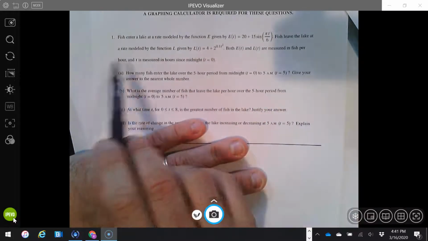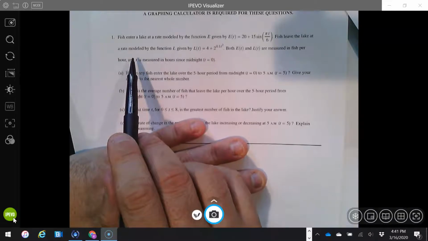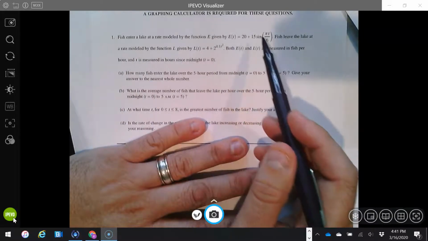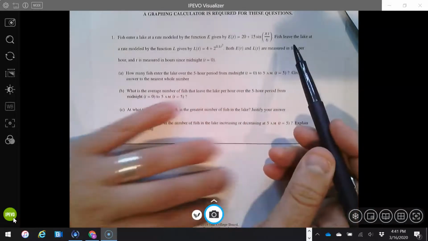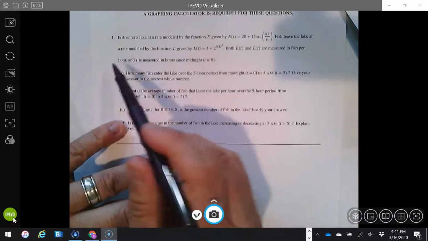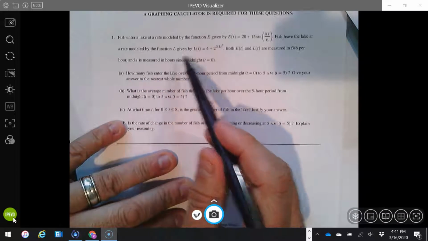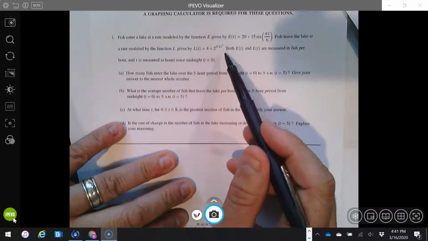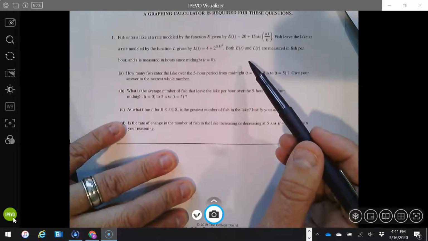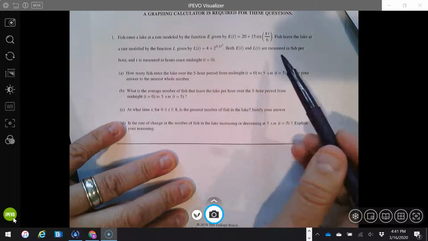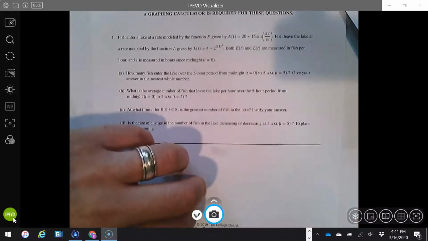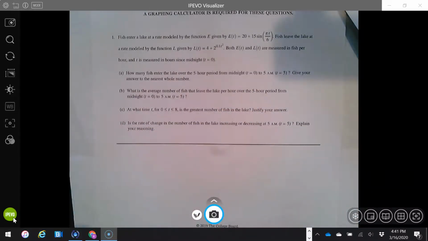Okay, we're told that fish enter a lake at a rate modeled by the function E, given by E of t equals 20 plus 15 sine pi t over 6. Fish leave the lake at a rate modeled by the function L, given by L of t equals 4 plus 2 to the 0.1 t squared power. Both E of t and L of t are measured in fish per hour, and t is measured in hours since midnight. So just got a lot of information there.